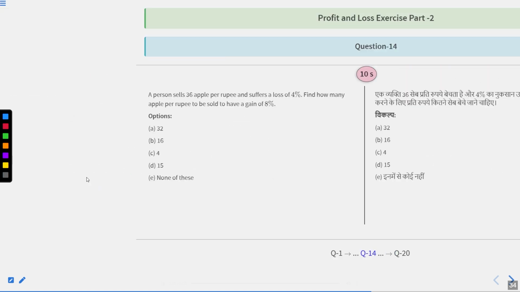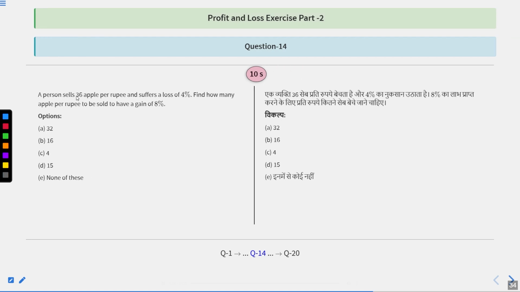Next one. A person sells 36 apples per rupee and suffers a loss of 4%. Find how many apples per rupee are to be sold to have a gain of 8%? You have 5 options and 10 seconds to analyze the question. Your time starts now.